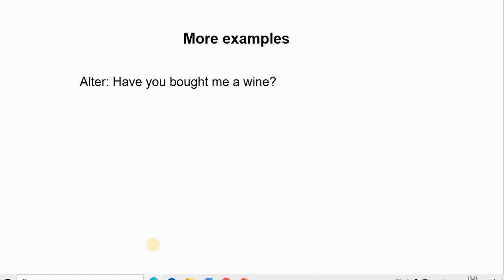And Alter asked, "Have you bought me a wine?" And Pam replies, "I'm afraid not." Here is an example of the negative with a form that is an exception. Remember that afraid has the alternative form, "I'm afraid not." So Pam is saying no with regret. Alright? So I regret that I have not bought you a wine.